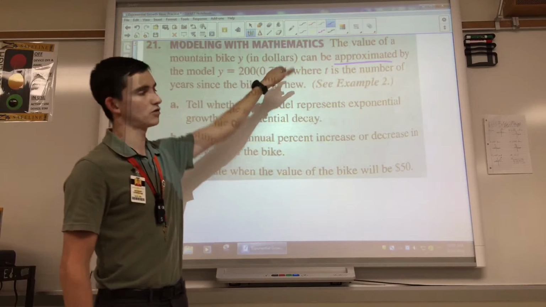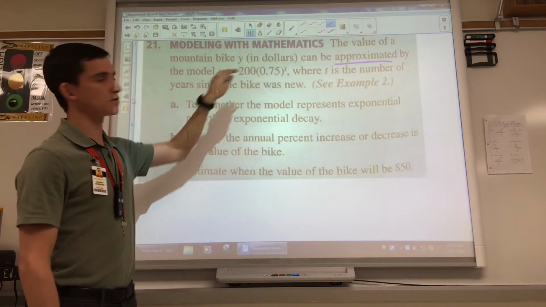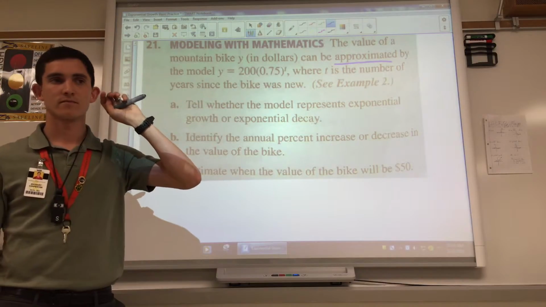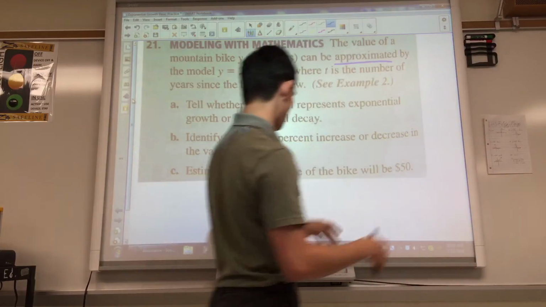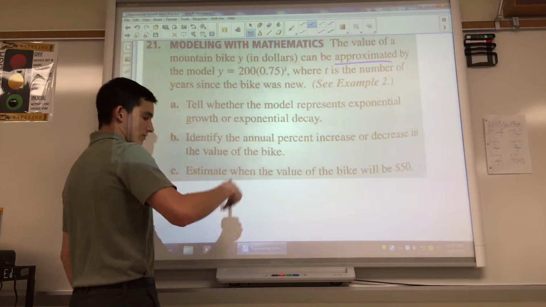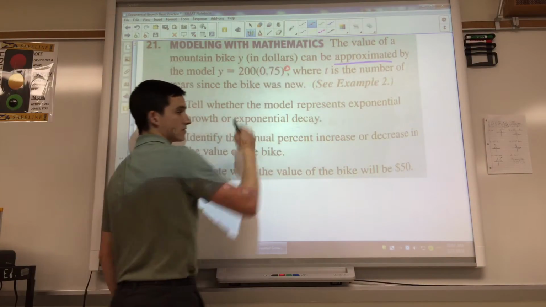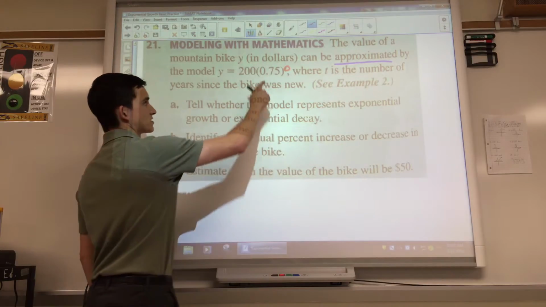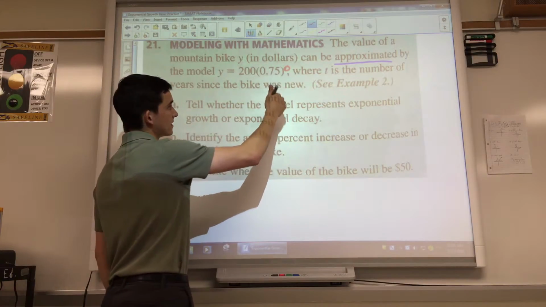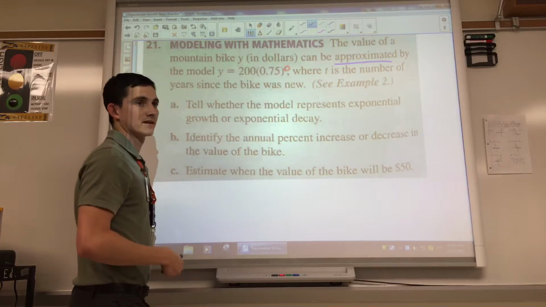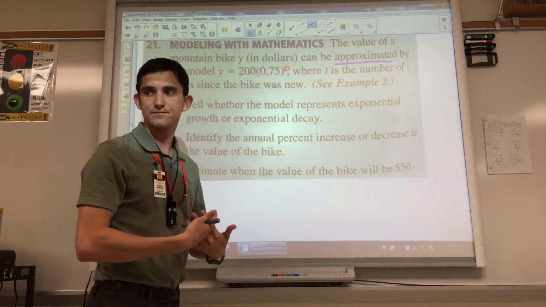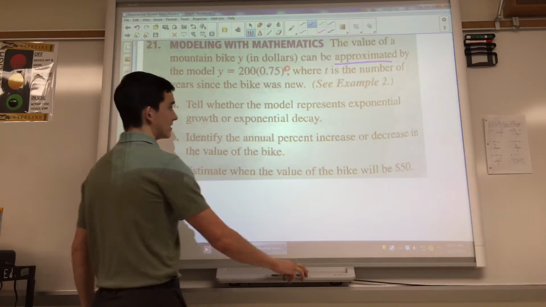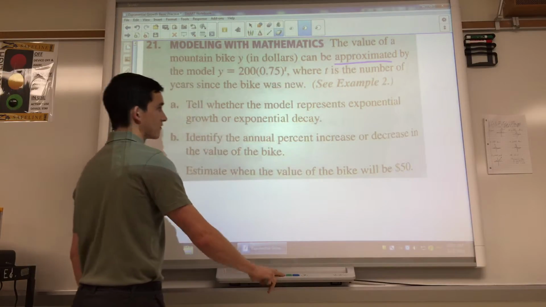So t is talking about how old the bike is. Now, what's the 200 representing? Initial value. That's how much it costs now when t equals 0. If you don't believe that, then figure it out. Now would be when t is 0, right? No time has passed. So what's 0.75 to the 0 power? It's just 1. And what's 1 times 200? So the value of the bike now is 200. The 200 is representing the current value of the bike.